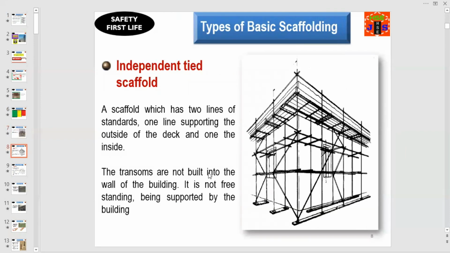Another type of scaffold is the independent tied scaffold, a scaffold which has two lines of standards, one line supporting the outside of the deck and one the inside. The transoms are not built into the wall of the building. It is not freestanding, being supported by the building. This is an example on the right hand side, independent tied scaffold.